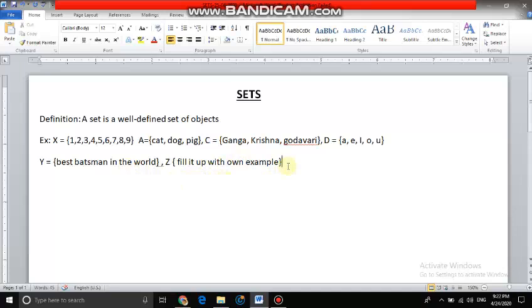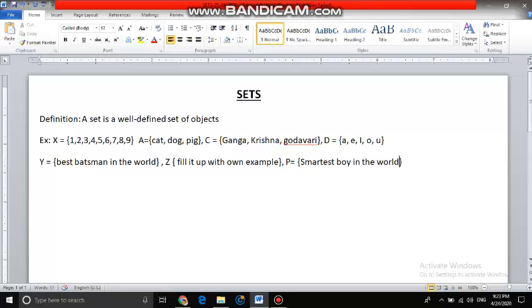I'll give another example for you if you want. Maybe I'll go for P equals smartest boy in the world.